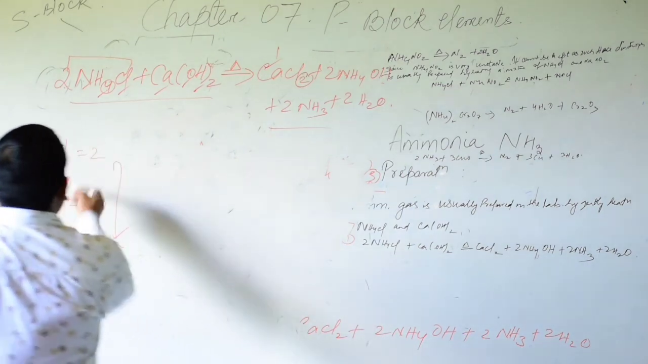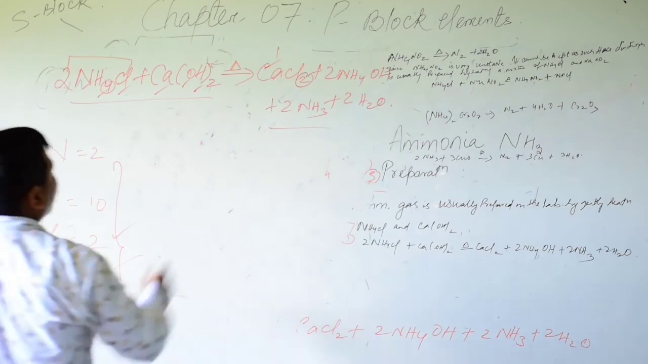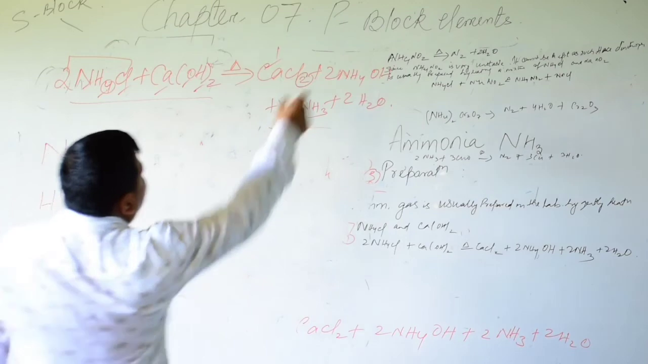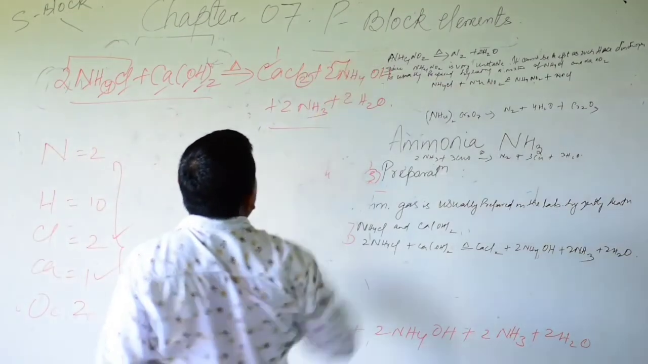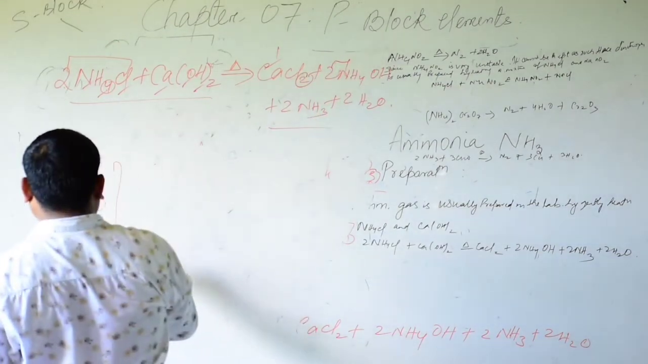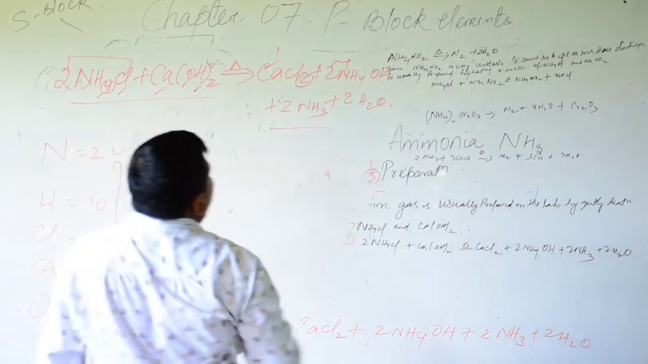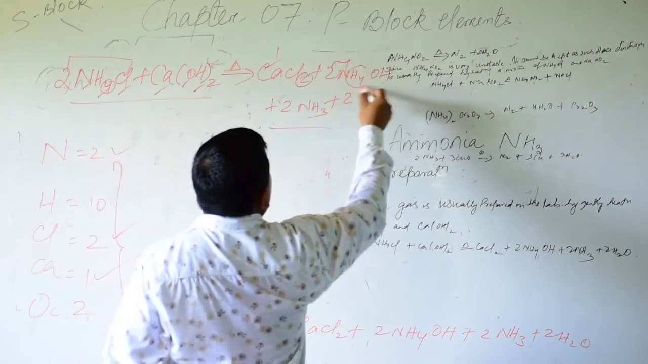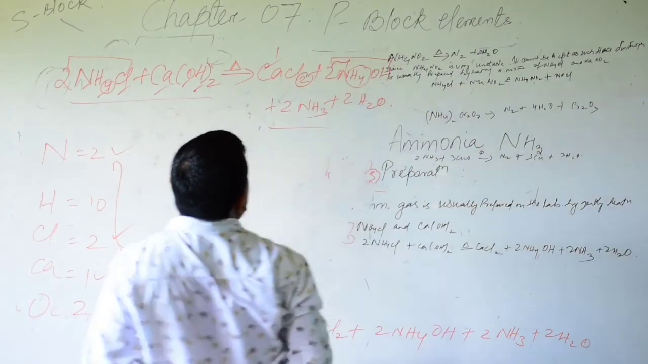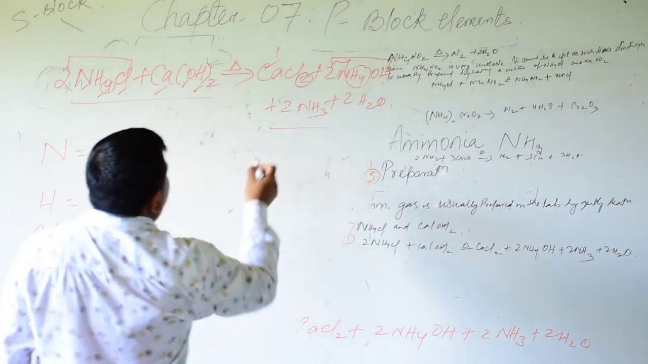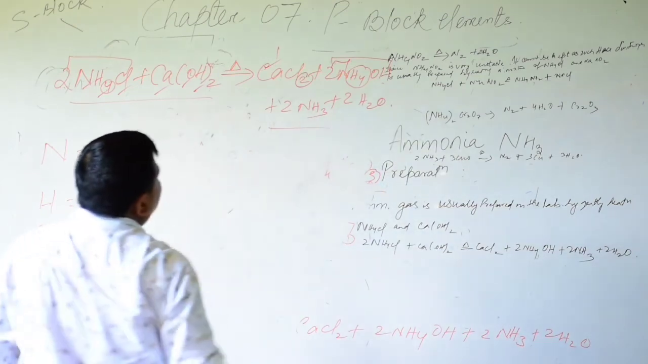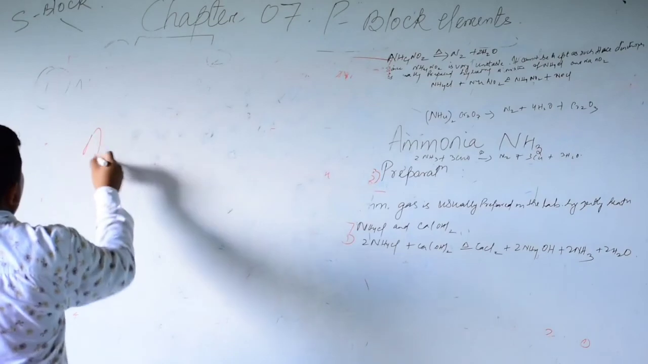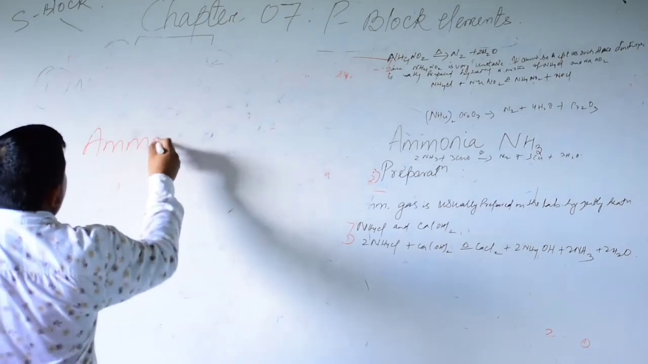Now let's go for the nitrogen. Since the nitrogen is 2, over here we have written 2 nitrogen. Then we have hydrogen. Hydrogen we have 10. Now here 4, 4 plus 2 is 6, 6 plus again 4 is 10, 10 plus 2. So now let's go straight to the preparation of ammonia.